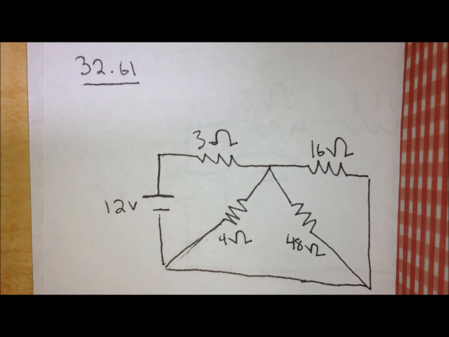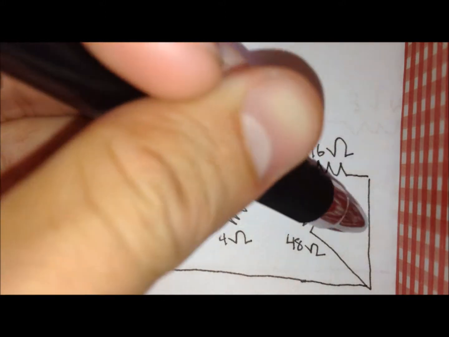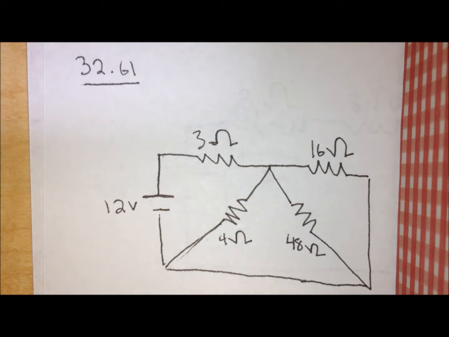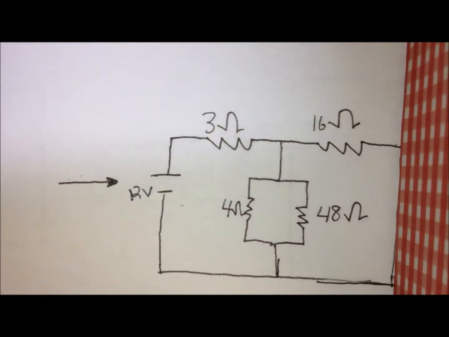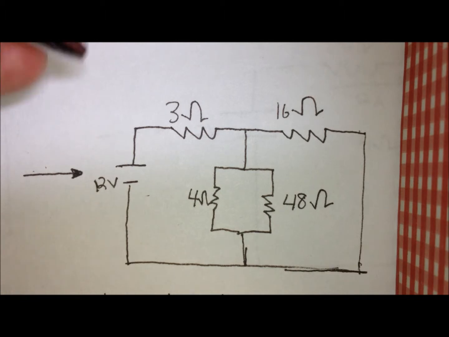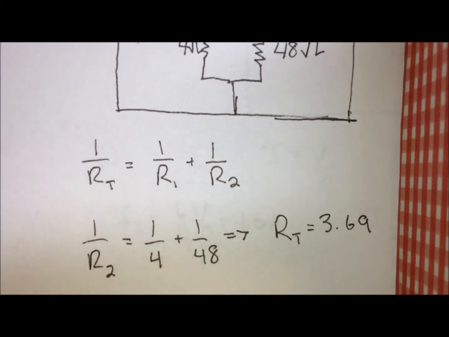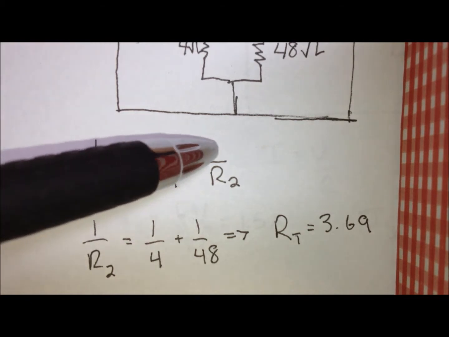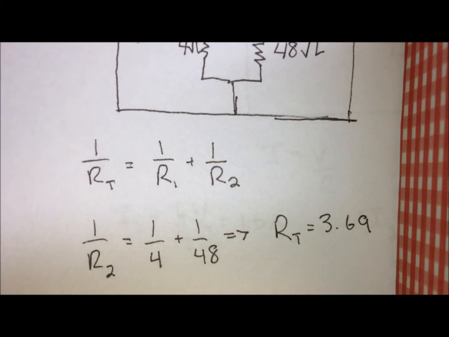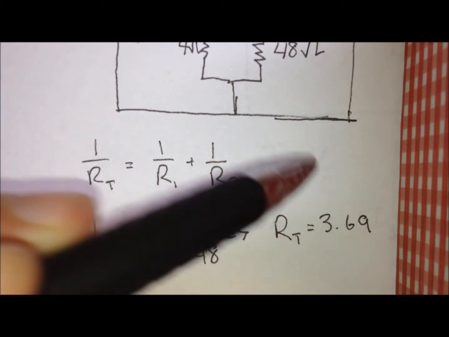Alright. To start the problem, we first have to make this circuit a little simpler, so we need to combine resistors. If you notice, these two are parallel to each other. Actually, all three of these are, but we're going to draw it so you can see it a little easier. So I redrew the circuit, putting these two resistors in parallel with each other. Then I solved for the total resistance of these two, because for resistors in parallel, 1 over RT equals 1 over R1 plus 1 over R2. We solve for that and we get RT equals 3.69.